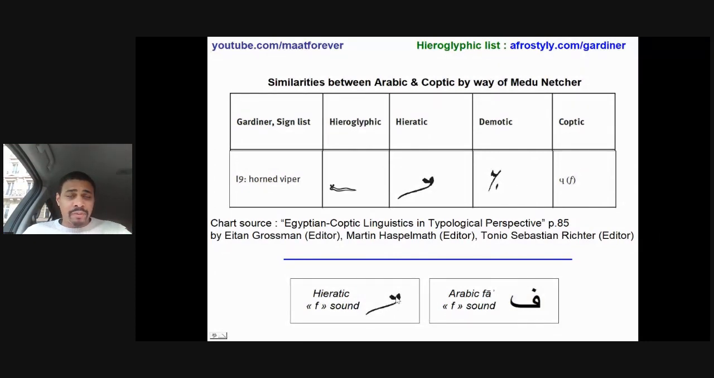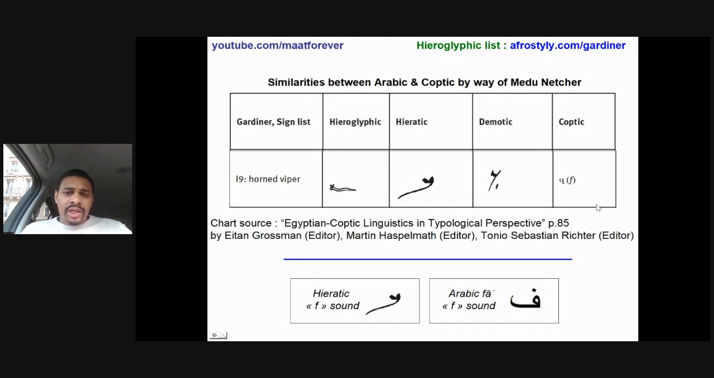Understand, right from the beginning of the video, I told you, I'm merely showing similarities. I'm not saying that these Arabic letters definitely come from the Coptic or the Medu Netcher. I am merely showing similarities. If you want further advice, I suggest that you ask some linguists to get their opinion.